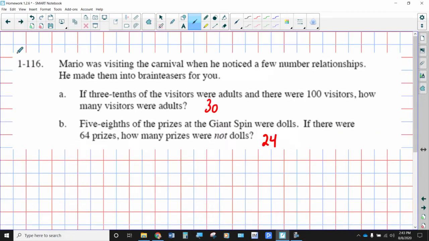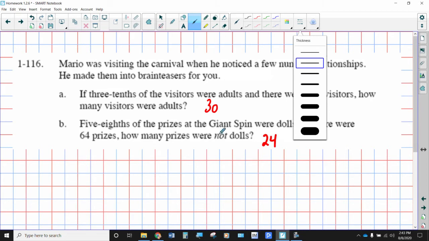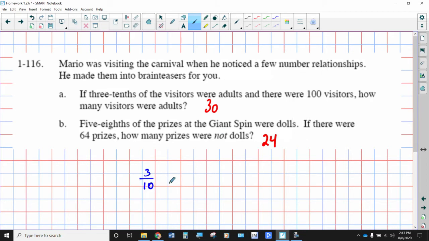Got it? Okay. Mario was visiting the carnival when he noticed a few relationships. He made them into a brain teaser for you. If 3/10 of the visitors were adults, okay, let's go ahead and write this down. 3/10 of the visitors are adults, and there were 100 visitors. How many of those visitors were adults? Well, can you see where your giant 1 is going to take you? 10 times 10 is 100, so 3 times 10 is 30. Maybe I should have written that down as 30 adults.